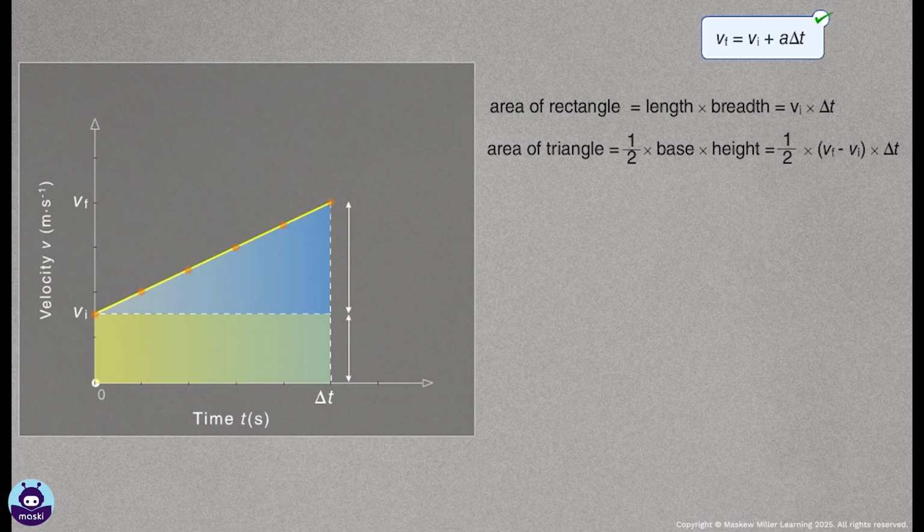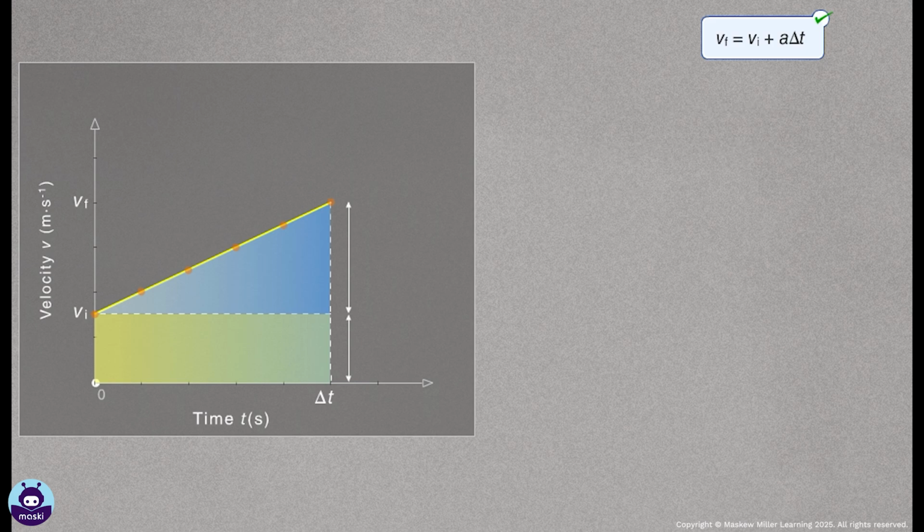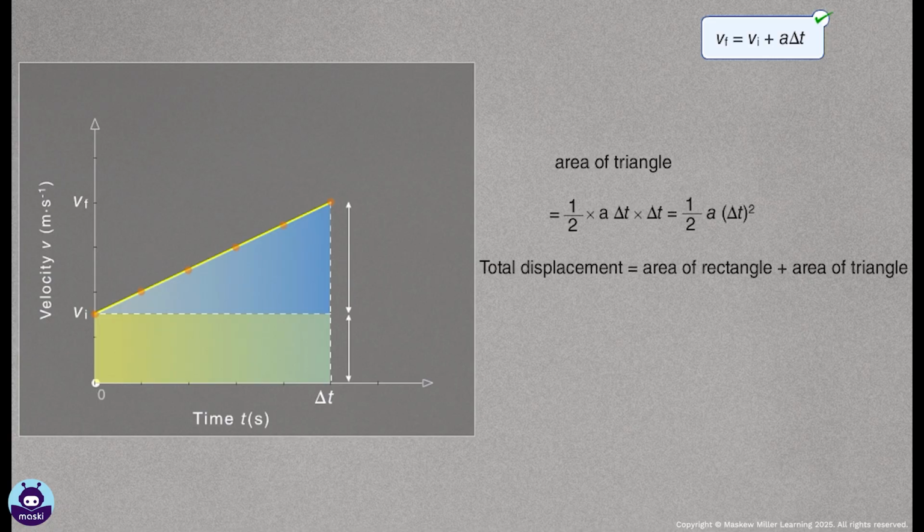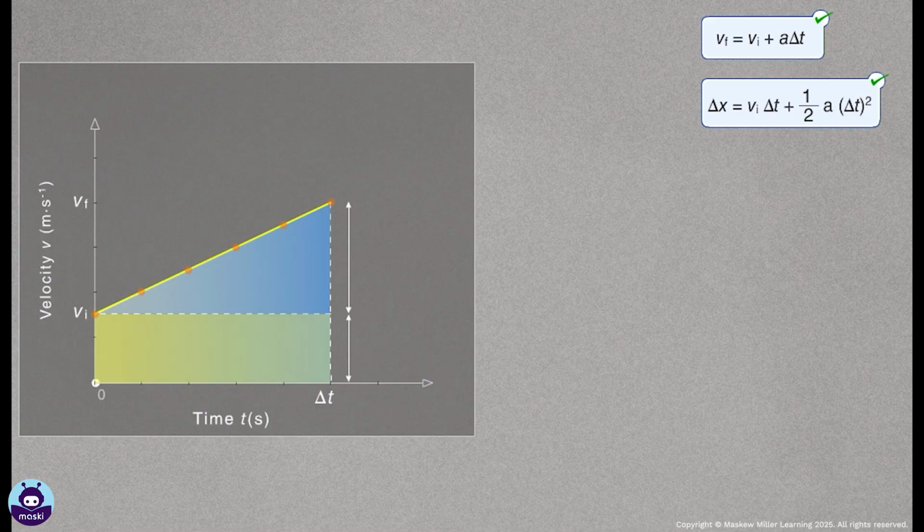From the definition of acceleration, we get v final minus v initial equals a delta t. Substituting in the area, we get area of triangle equals half a delta t times delta t, equals half times a times delta t the whole square. We get the total displacement by adding the two areas. Delta x equals v initial times delta t plus half a times delta t the whole square. This is the second equation.